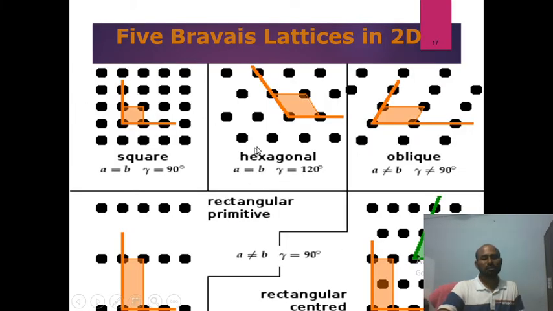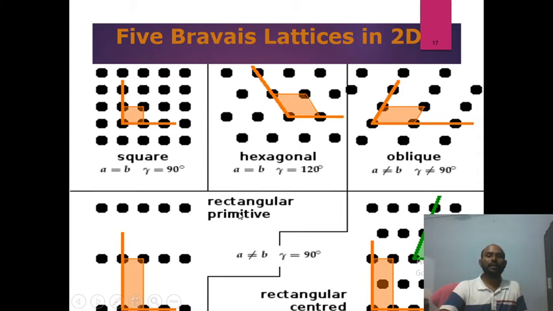The second one is hexagonal. What is the condition for hexagonal? In the lattice parameters, A is equal to B, that is the distances are the same, but the angle is different. The angle is 120 degrees, that is known as hexagonal. The third one is oblique, in which A and B are different and the angle is also different, meaning A is not equal to B and the angle is not equal to 90 degrees.